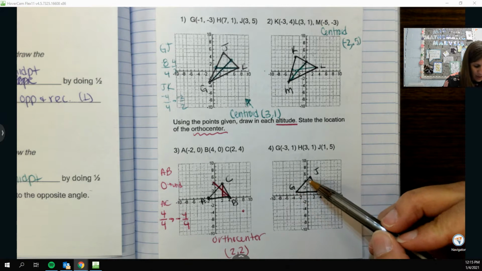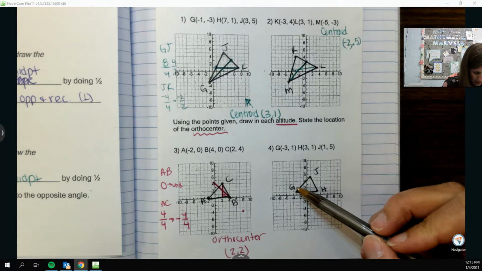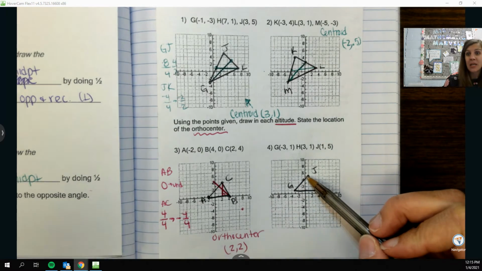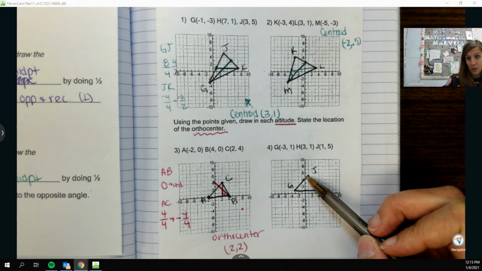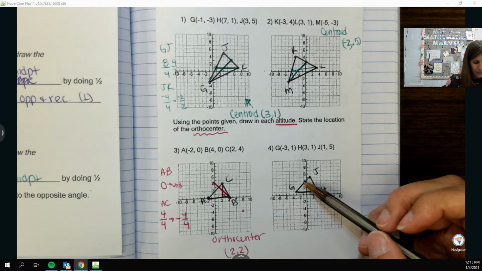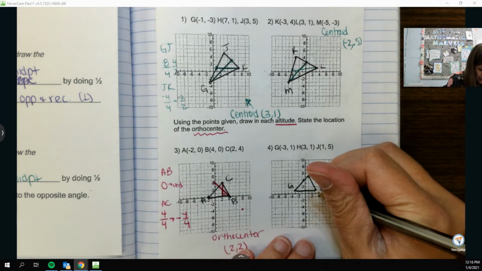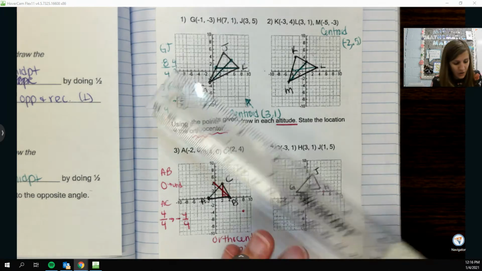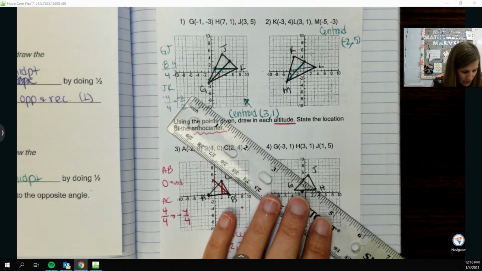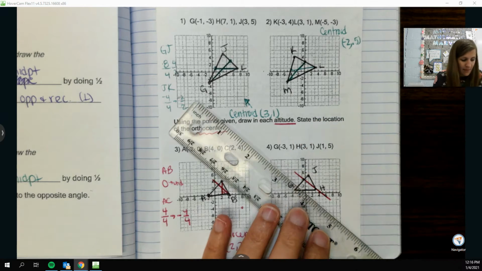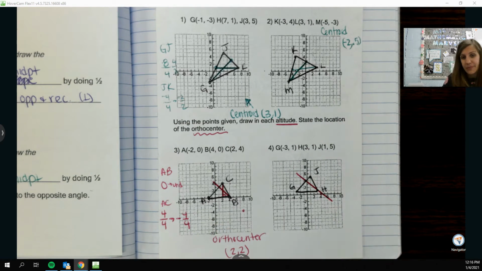If I find the slope of GJ, I have to go up 1, 2, 3, 4 over 1, 2, 3, 4. So up 4 over 4 is +1 slope. The opposite reciprocal of that will be -1. And so I need to go to the angle across and do a slope of -1, which kind of puts me outside of the triangle, but it's okay. I really just need 2 points to draw a line between, and then I can extend that line as long as I want. So there you go.